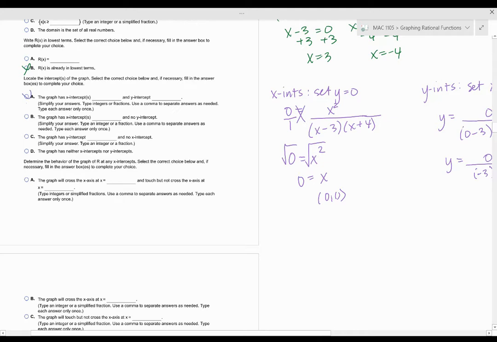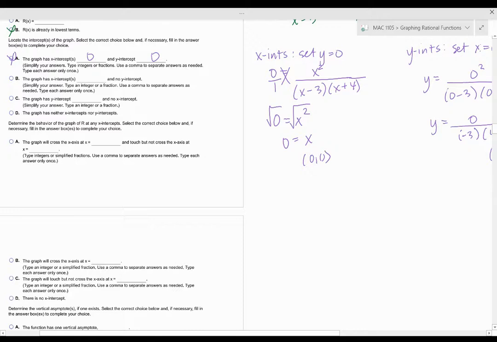So I'm going to choose A. Okay. And I have an x-intercept at 0, and I have a y-intercept at 0. Okay, cool. All right, let's move on to the next one.